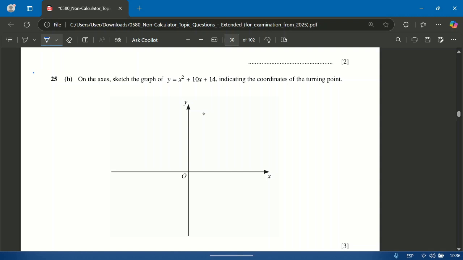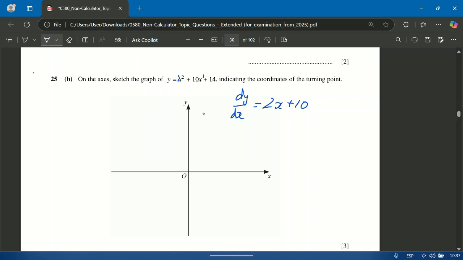So if we differentiate this equation, dy over dx, we multiply the 2 with the 1 in front. 2 times 1 is 2. Subtract 1 from that power 2, so it's x to the power of 1, or just x. And then 1 times 10 is 10, and 1 minus 1 is 0, x to the power of 0 is 1. So that's the differentiated equation: dy/dx equals 2x plus 10.